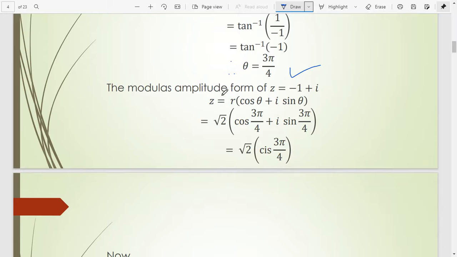The modulus amplitude form of z is equal to minus 1 plus i. So z is equal to r cos theta plus i sin theta. So r is the value root 2, theta is equal to 3 pi by 4. So cos 3 pi by 4 plus i sin 3 pi by 4. So this is equal to root 2 cis 3 pi by 4.